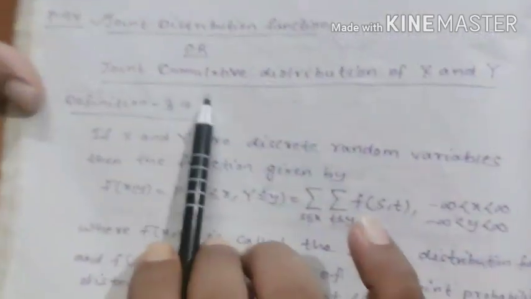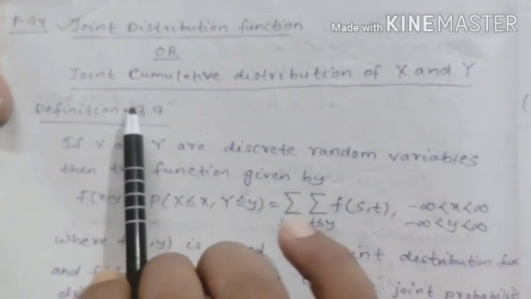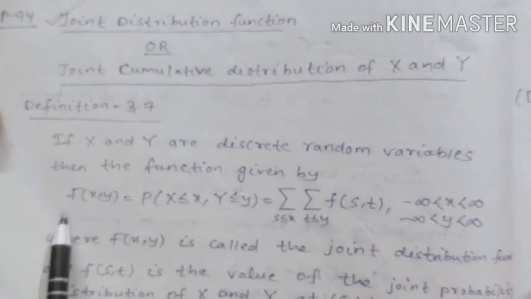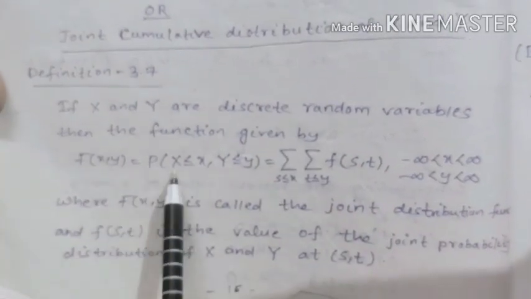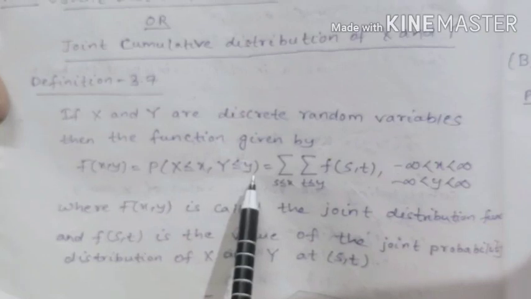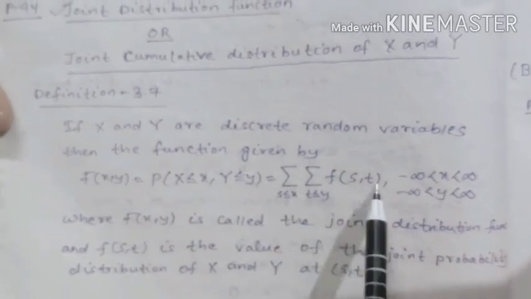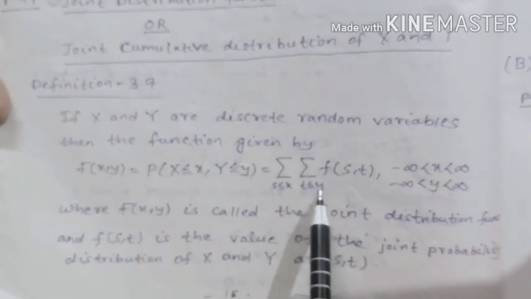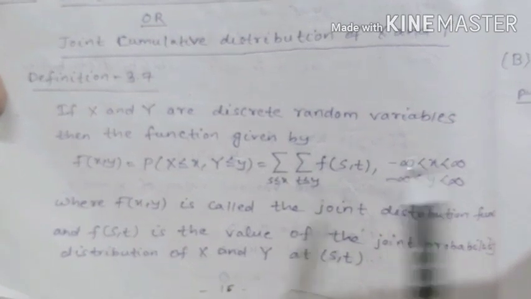Cumulative distribution of x and y. The joint cumulative distribution is exactly the same: capital F of x, y equals P of X less than or equal to x, Y less than or equal to y. So it is the summation of f of s, comma t, with s less than or equal to x and t less than or equal to y. A very simple example we have to take.